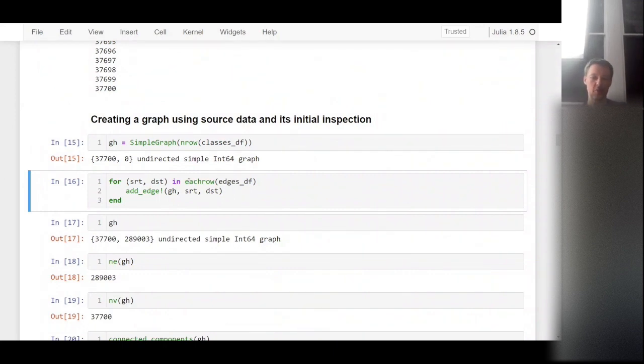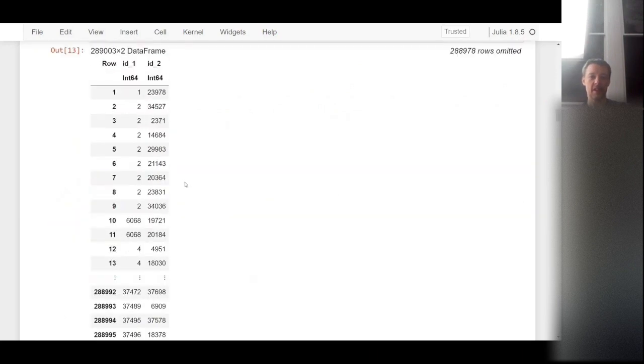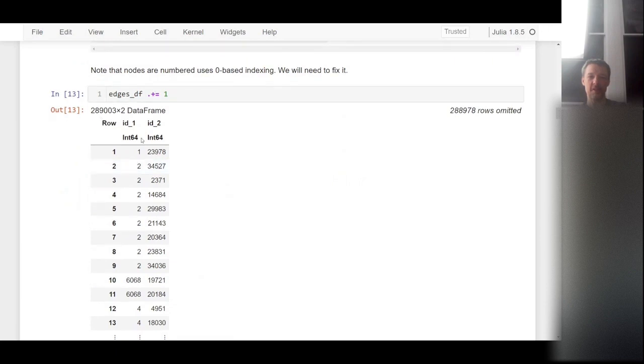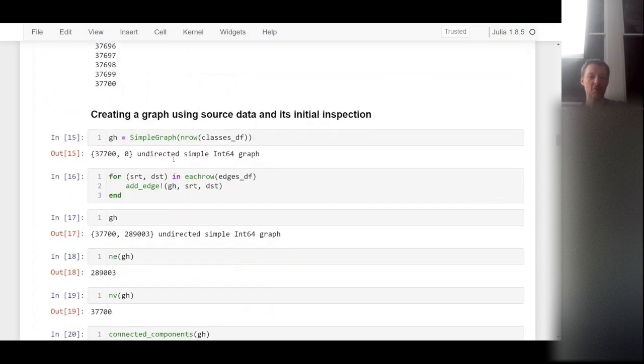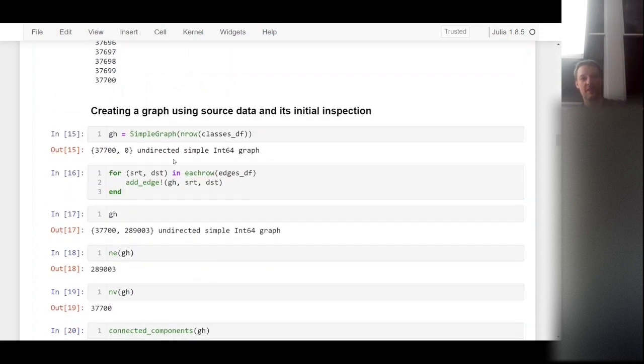So what I need to do is iterate the edges data frame. And let's remind ourselves what this data frame is. This data frame has many rows. One row represents one edge in our graph, and this row has 2 elements. For example, 1 and 23,978. So I want to iterate the rows of this data frame and extract both ends of the edge.